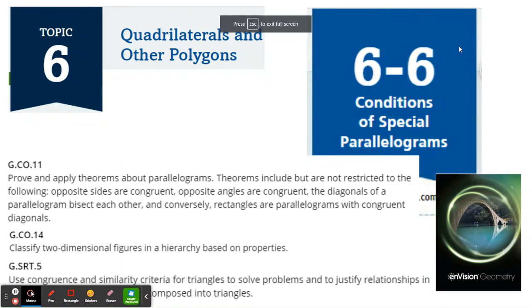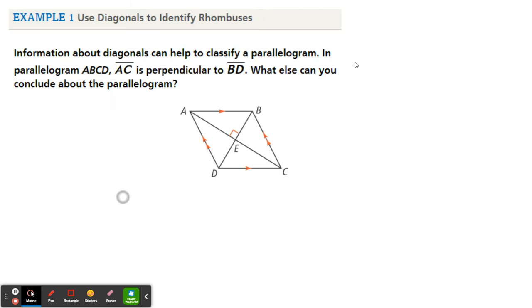Hello, geometry, and welcome to lesson 6, the final lesson of topic 6, covering conditions of special parallelograms. Very similar to what we did with parallelograms: we learned about the properties, then we learned ways to show that a quadrilateral is a parallelogram. Well, here in lesson 6.5, we learned about the properties of these special parallelograms, rhombus, rectangles, and squares, and now we're going to use those conditions to prove that they are, in fact, a rhombus, a rectangle, or a square. Similar to the idea of converse.